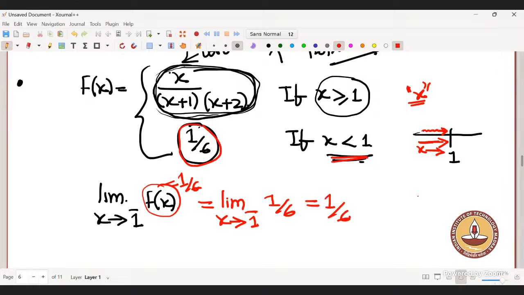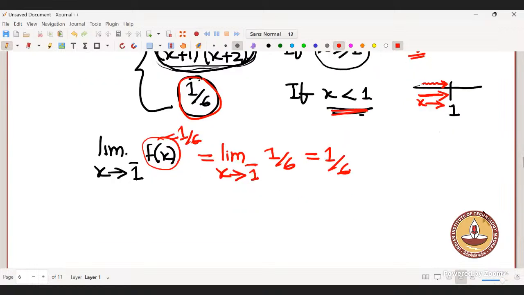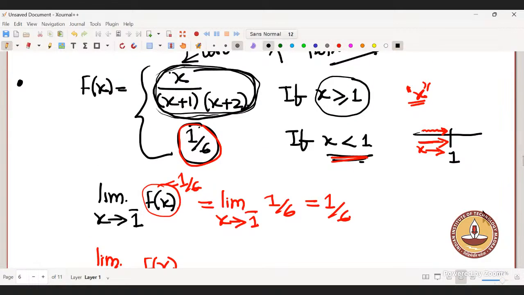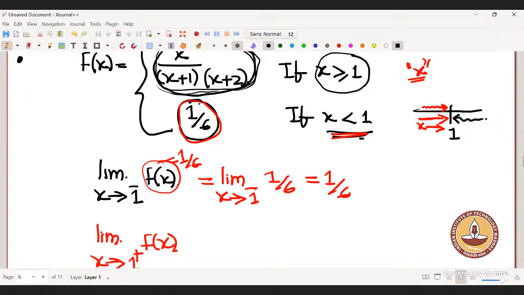Okay. And similarly, you need to compute the right hand limit, right? Again, the same logic. Right hand limit means you are coming to 1 from the right hand side, right? Yeah. So whatever numbers you are using, they are all greater than 1, right? And in that case, what is the value of the function?